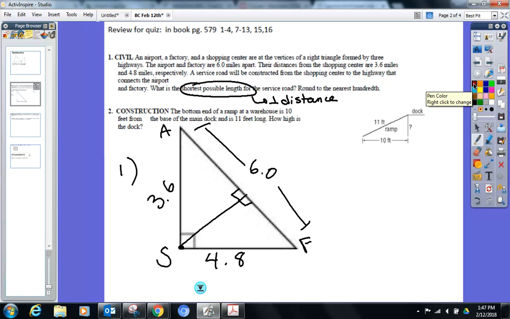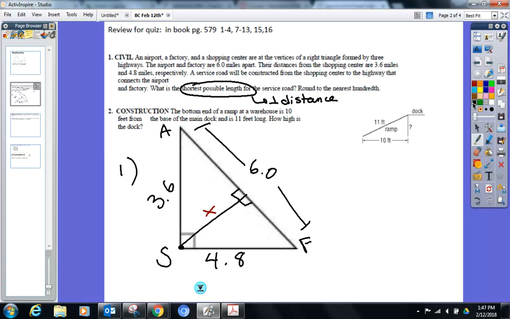So how long is that service road? Again, I'm not going to write in any degree measures. I have no idea what the degree measures are here, and I'm not going to guess. But here we go. What type of triangle is ASF? Right triangle. What is the service road acting as? An altitude being drawn to the hypotenuse.